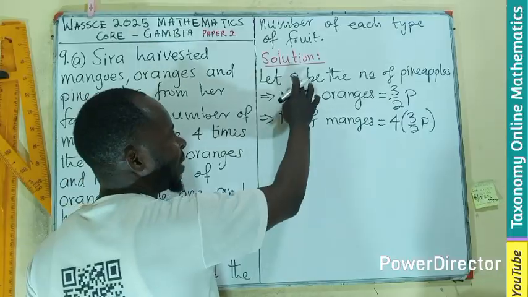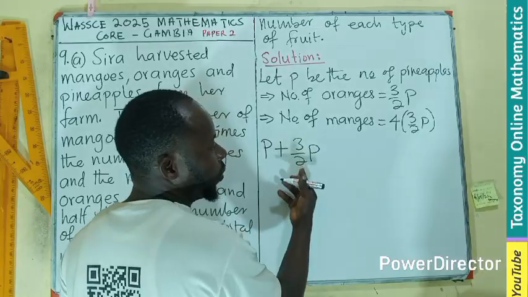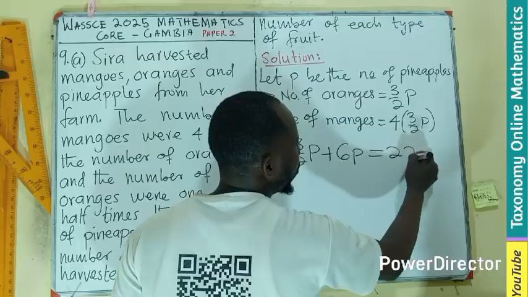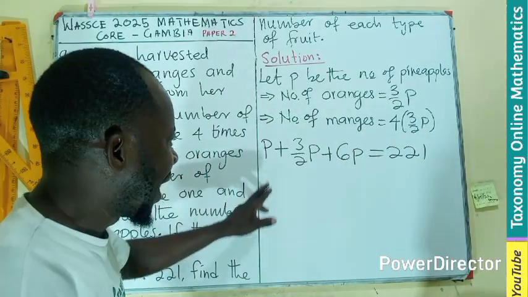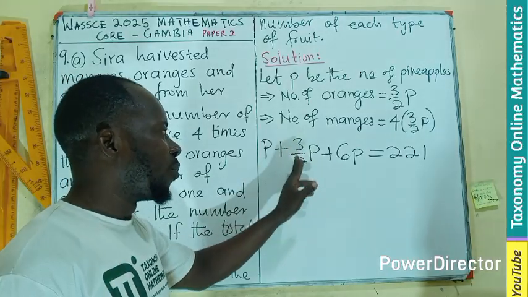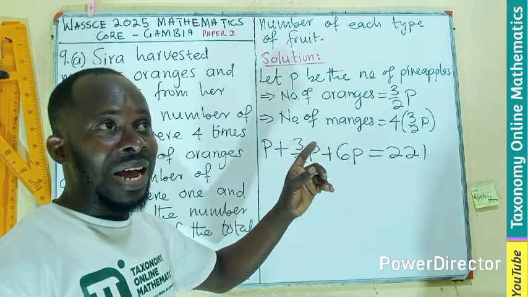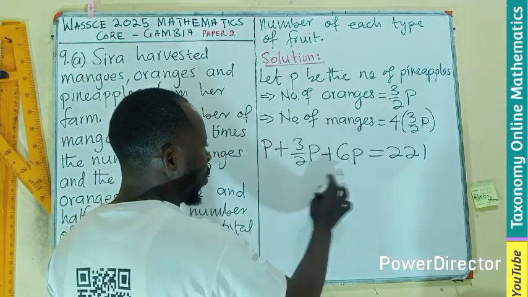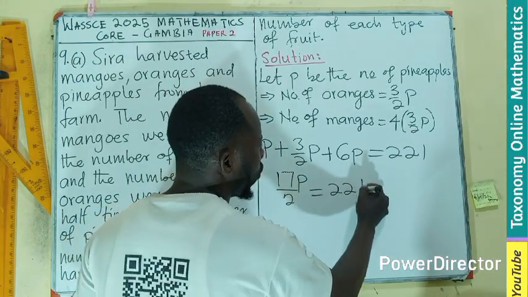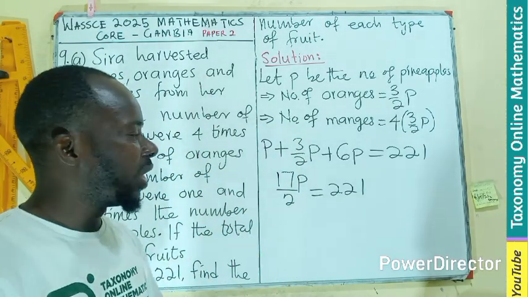So right from here, the first fruit is P, the second fruit is 3/2 P. We can as well use 1.5 plus 12/2, that is 6P, all will give you 221. And fast forward, I can say that this and this is going to be 7P plus 1.5P. That will be 8.5P. So 8.5P will become 17/2. So the whole of this becomes 17P/2 equals 221. That's why I mentioned that you can still use the 1.5 in there, but I want to use the fraction aspect of it.